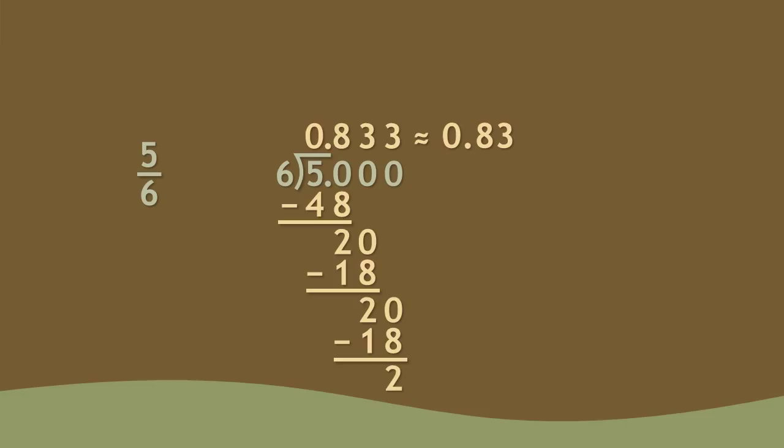Now that you hear me say 83 hundredths, you should know that 83 hundredths can be rewritten as a percent of 83%. So we can say that 5/6 is equal to 83%.